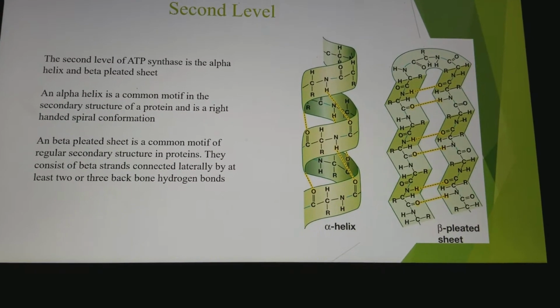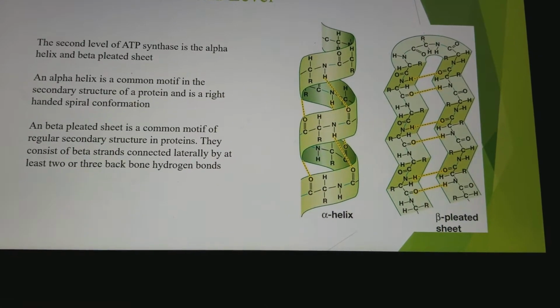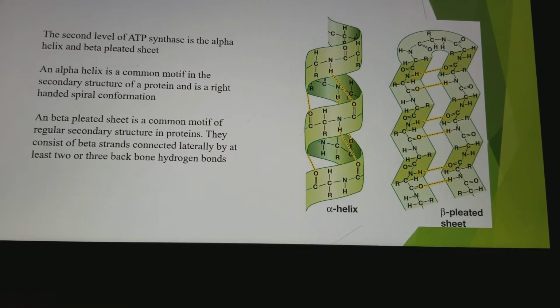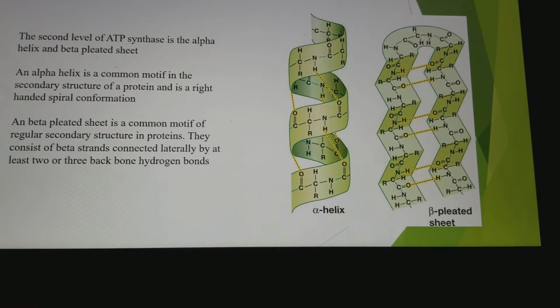As you can see in the image, the alpha helix is a carbon-carbon-nitrogen backbone, as well as the beta pleated sheet is a carbon-carbon-nitrogen backbone.